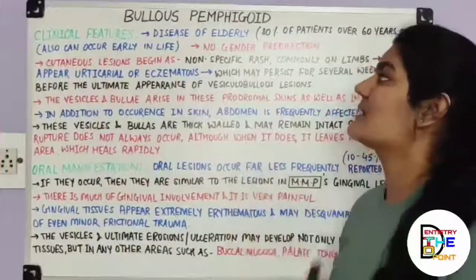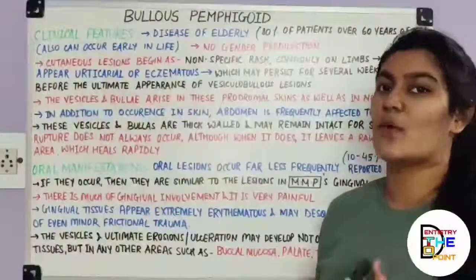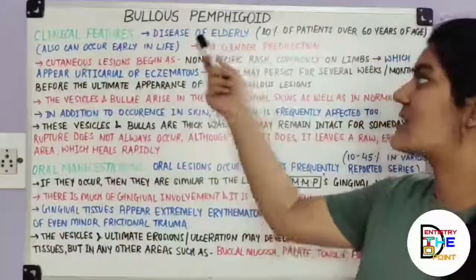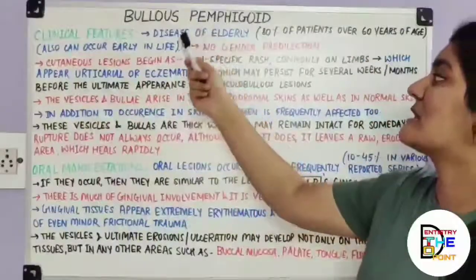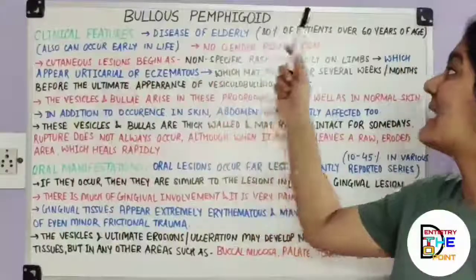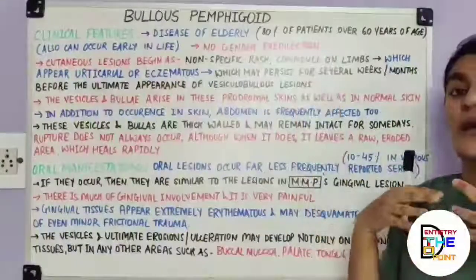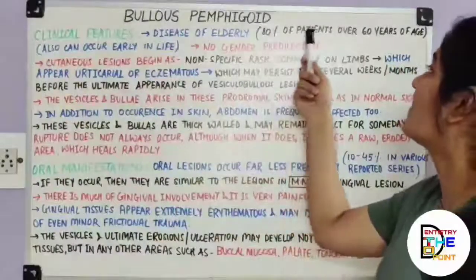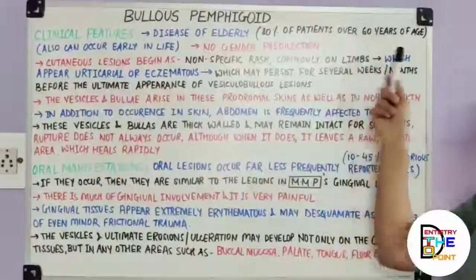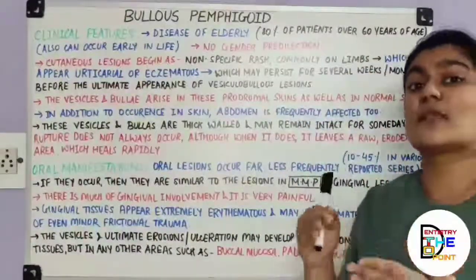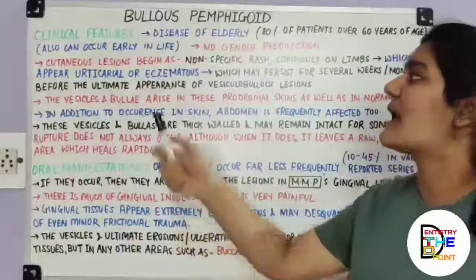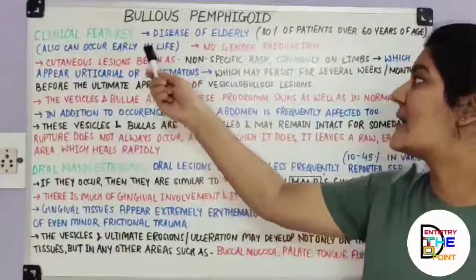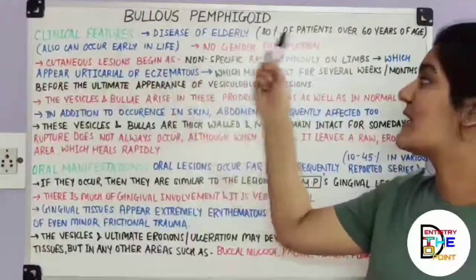So this is the basic intro and etiopathogenesis of bullous pemphigoid. Now, starting with the clinical features. As we've already read in the other names, it is known as aging pemphigus. This is because it is a disease of the elderly: 80% of patients. When research was done, it was seen that 80% of the patients were over 60 years of age. So it is a disease of 60 plus individuals, though it can occur early in life, but the ratio, as you can see, is 20% to 80%.